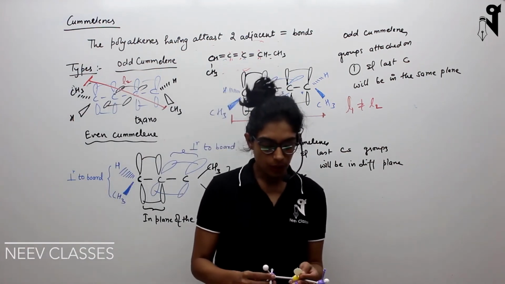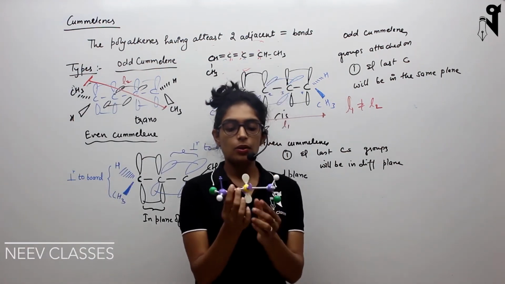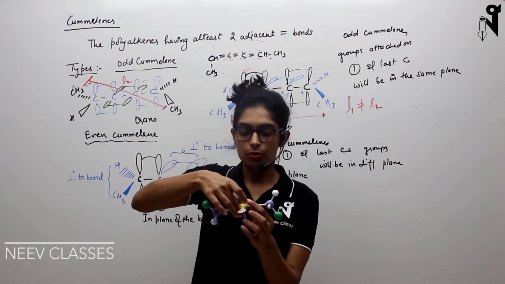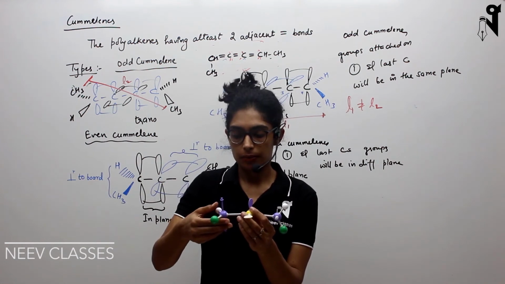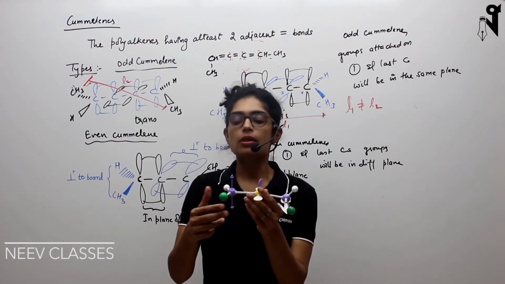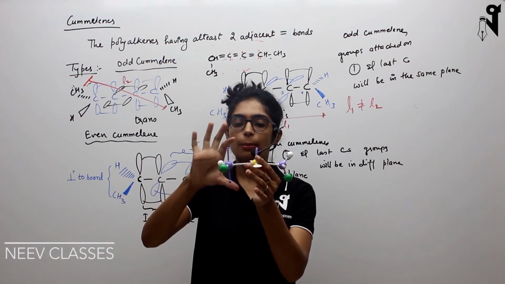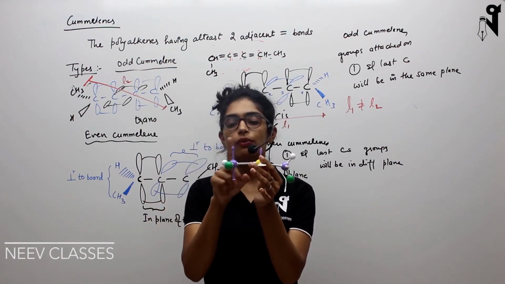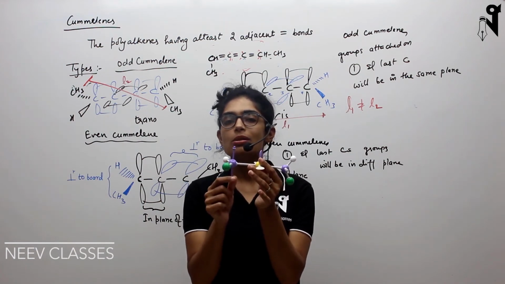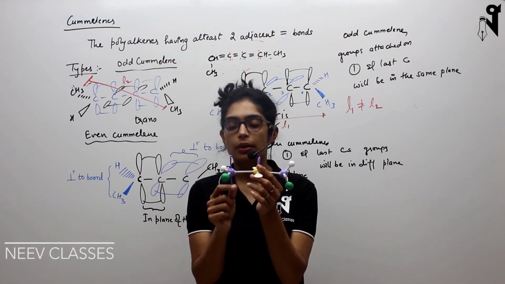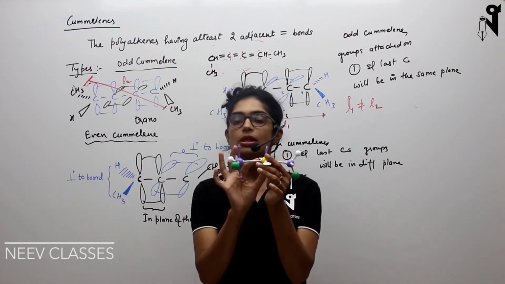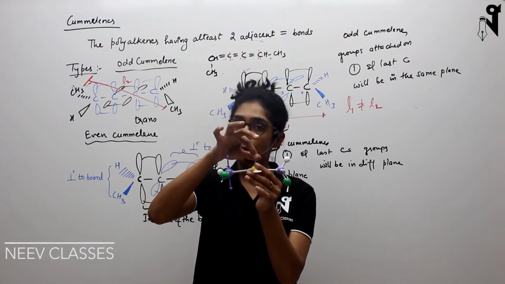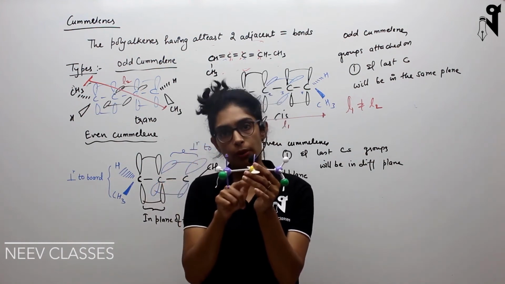Okay, so let's see again. So this is my even cumuline. This is one pi bond, this is the another pi bond, this is the first carbon, this is the second carbon. So this is my first carbon, this is my second carbon, this is a p orbital parallel to the board, this is another p orbital parallel to the board. Both of them are forming pi bond, correct?